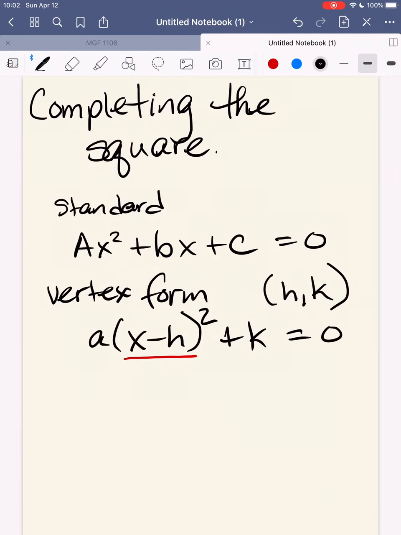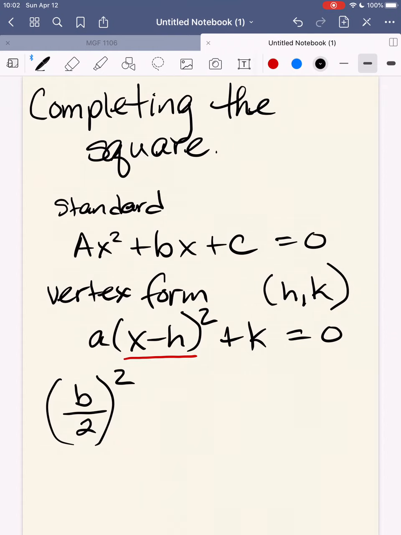So how we're going to start off is we need to look at our b. The main part is we take our b, divide it by 2, and then square that whole piece. That's the idea of what we're going to do.